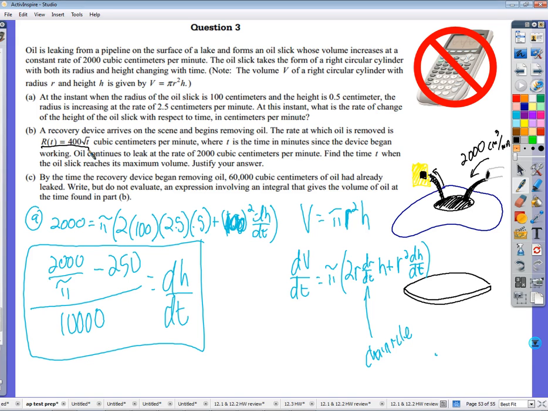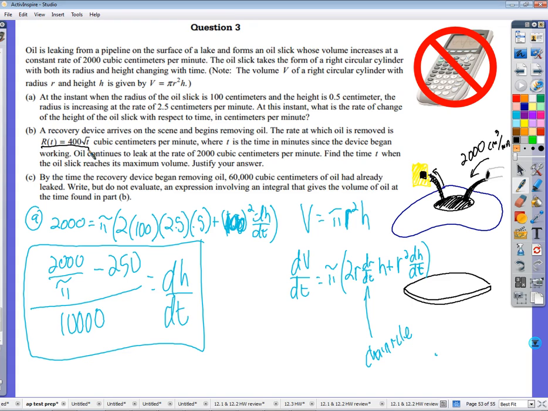At 2 minutes, how fast is this thing pulling oil out of the lake? 400 times the square root of 2. So let's go up to 4 minutes. How fast at 4 minutes is it pulling oil out of the lake? 800, still not as fast as what's coming in, right? So it's still growing. It's not growing as fast, but it's still getting bigger. When will it be its biggest?